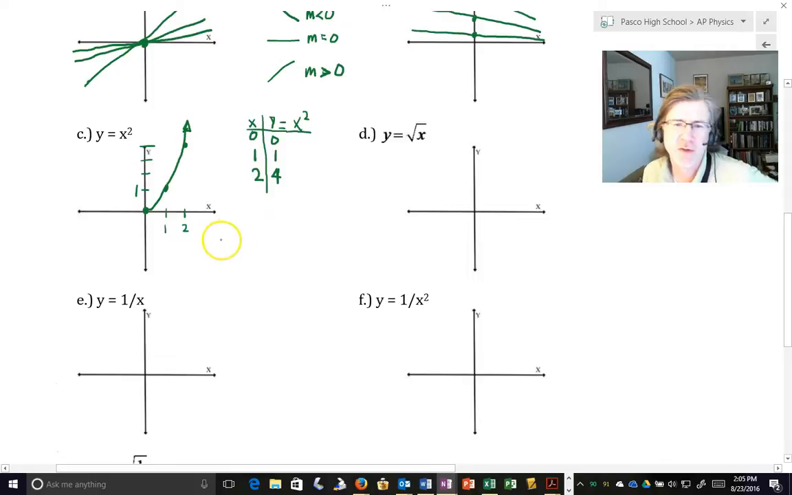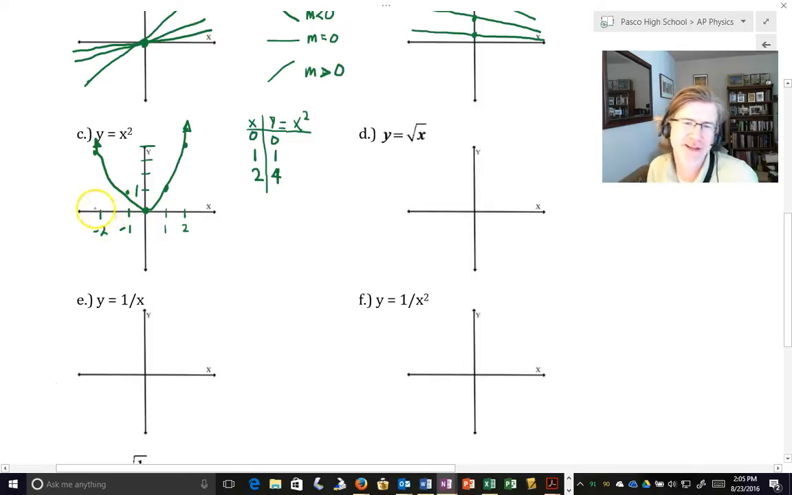Now, quick question. What happens over here for x equals negative 1? Or for x equals negative 2? What do we do then? Well, x squared, the sign doesn't change, so this point here is going to be 1. Negative 1 squared is 1, and negative 2 squared is positive 4. So this parabola goes up here as well.